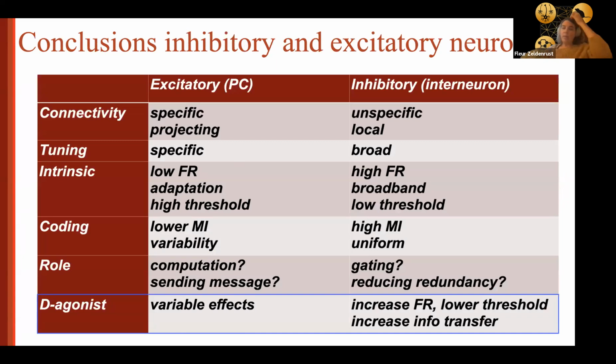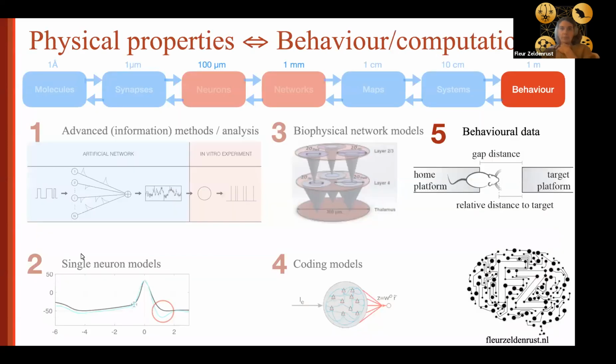So you also see that the activation of the D1 receptor has a very different effect on inhibitory neurons than on excitatory neurons, because inhibitory neurons increase their firing rates and lower their thresholds. And we saw, actually, I'm not showing the pictures here, but we saw the same for the D2 agonist. So basically, I'm almost finished, not to worry.